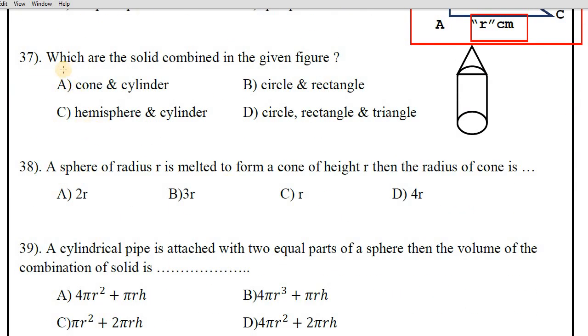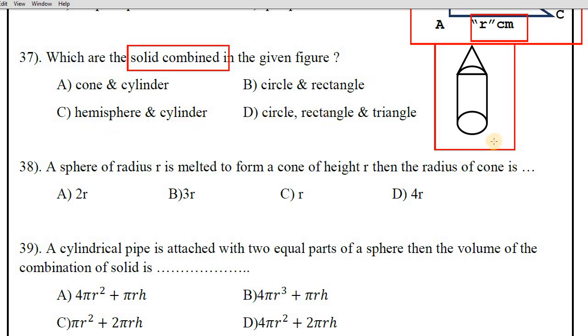Question number 37, children. Which are the solids combined in the given figure? So this is the given figure, children, and they clearly said solids combined. But look at the options: cone and cylinder. So cone is there and cylinder also is there. Hence option A is right for this question, children. See option B, circle and rectangle, given to confuse you. Circle and rectangle are not at all solid combined figures. Those are plane figures.